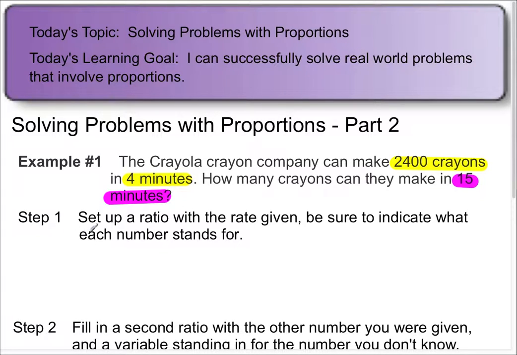So notice in step 1 it says set up a ratio with the rate given. So this is a rate, 2,400 crayons in 4 minutes. So I'm going to write that down, 2,400 and 4. Now beside it, and I want you to do this too, I'm going to put little letters like C for crayons and M for minutes to tell me what these things stand for, just to make sure that I have them in the right order. So now it says, how many crayons can they make in 15 minutes? So I've set this up.